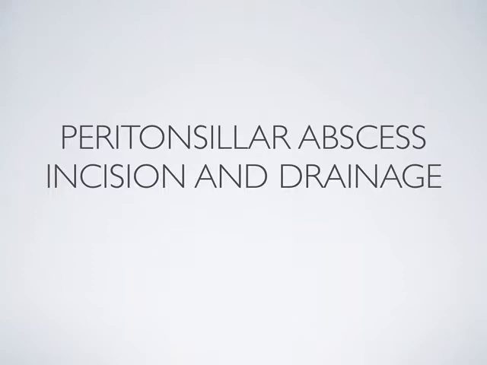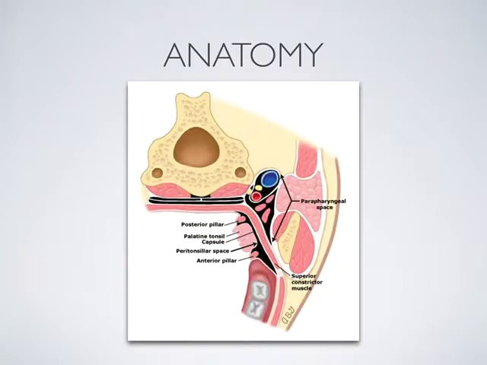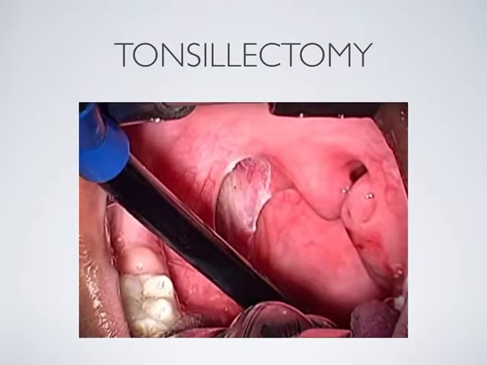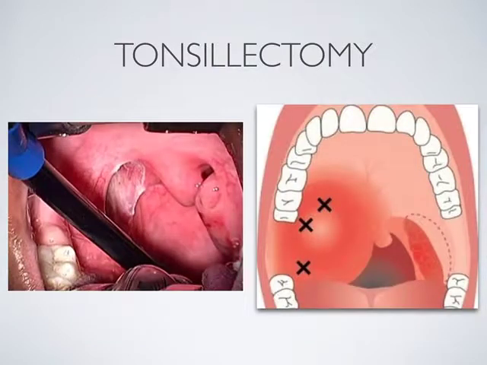This module will review the relevant anatomy and procedural steps involved in safe and effective drainage of a peritonsillar abscess. The peritonsillar space is a potential space between the tonsillar capsule and the muscle of the superior pharyngeal constrictor. During tonsillectomy, the tonsil and its capsule are removed, allowing us to see into the space that will be accessed during this incision and drainage procedure.